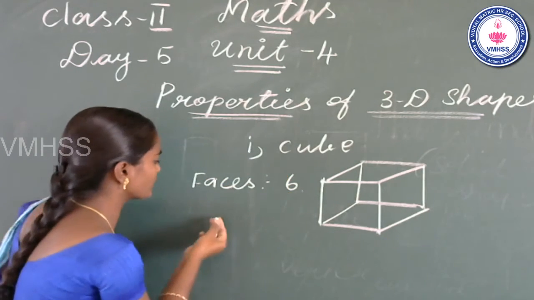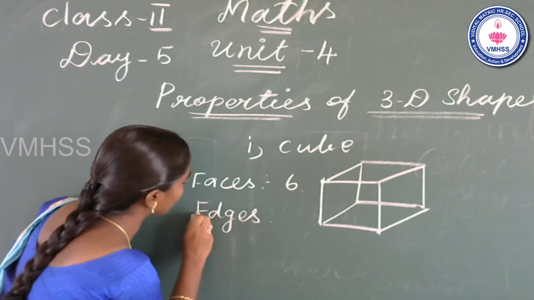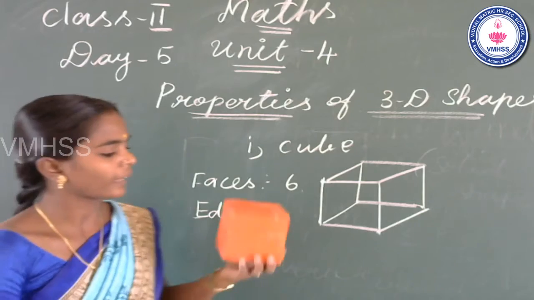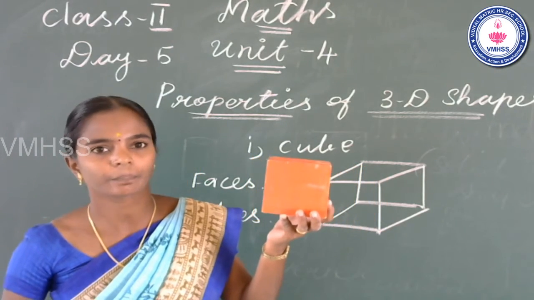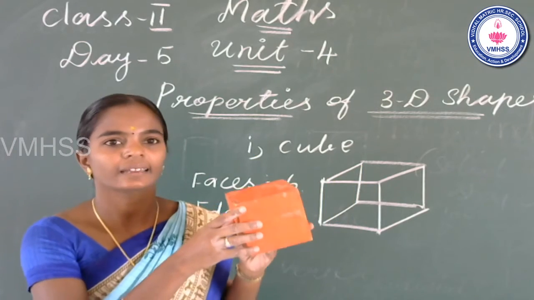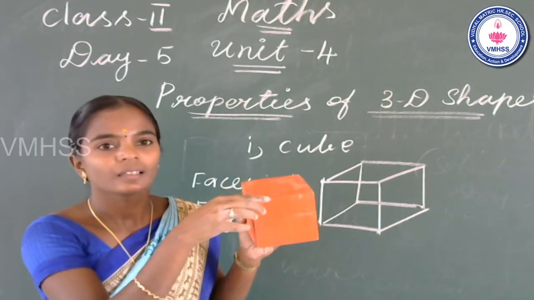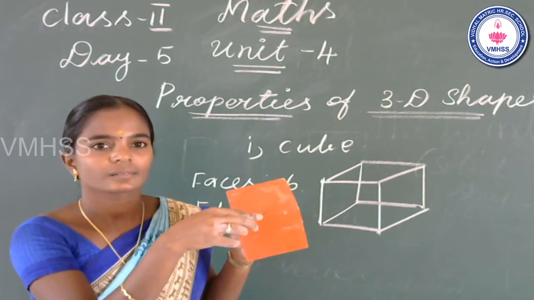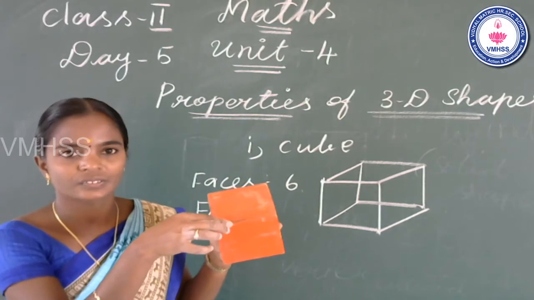Next, edges. Children, next we will count the number of edges. See the cube shape. Edges are the sharp lines. Edges are the sharp lines where two faces meet. Where two faces meet, that is an edge.